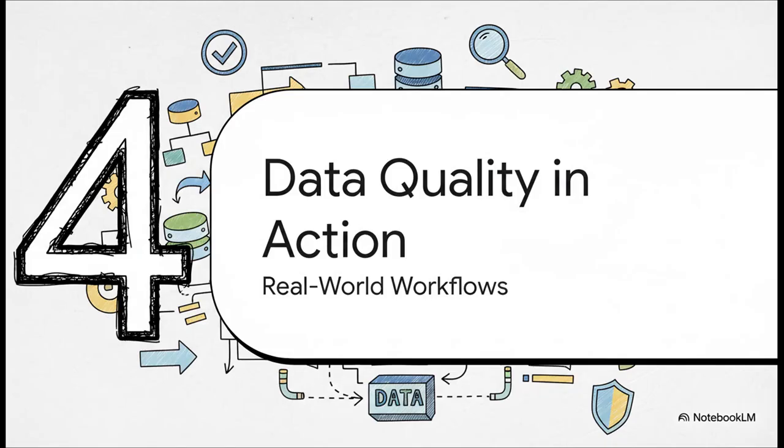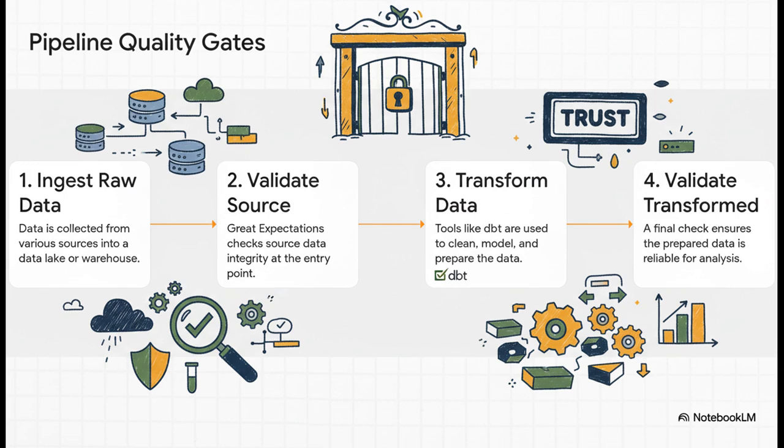Okay, so we've seen the tools, but how do you actually use them in a real-world data pipeline? Where do they fit in, especially alongside something like dbt, which so many of us are using? The best way to think about it is like setting up checkpoints or quality gates. Look at this flow. You put your first gate right at the beginning, after you ingest the raw data. This is where Great Expectations can step in and say, nope, this garbage data isn't even allowed in. Then you do your transformations with dbt, and after that, you place another gate to make absolutely sure that the final polished data is pristine before anyone uses it.